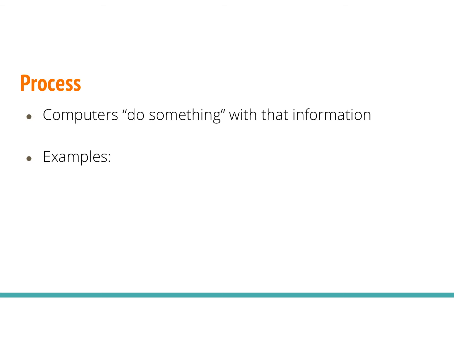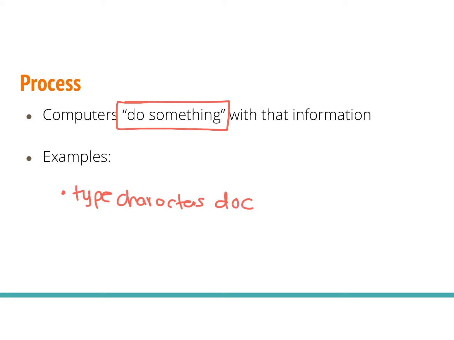Now, the second thing that computers can do is that they can process information, which means they do something with the information that's been given to them. Now, there are an infinite number of things that computers can do when they process information, but a couple of examples that you might think of is when you use your keyboard, you type characters onto a document. Maybe you're using your voice and your audio to open up a file.